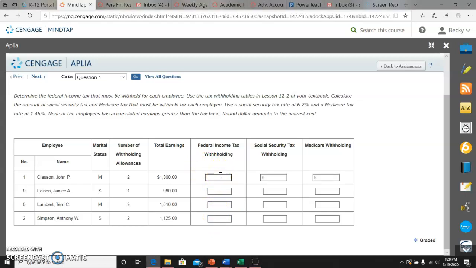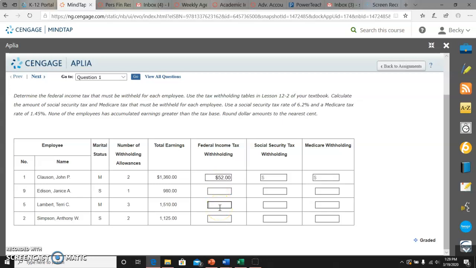And if I go to the book, since they made $1,360, I'm going to go to the line that says at least $1,360, but less than $1,380. I'm going to go across till I see two allowances, and where that intersects, it is $52. So $52 for John.